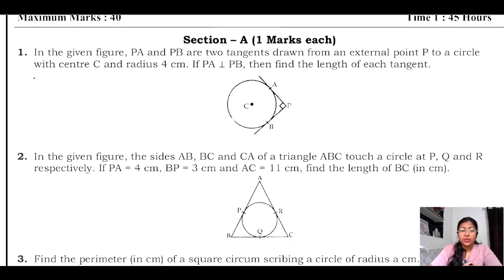Okay, learners. So, read the first question. In the given figure, PA and PB are the two tangents. These are the two tangents drawn from an external point P. We know that the length of the tangents are equal. Yes or no? Yes. Now your focus is on quadrilateral CAPB. This is a quadrilateral, yes or no? Yes, because it has four vertices. Also, we can say that it has four sides.